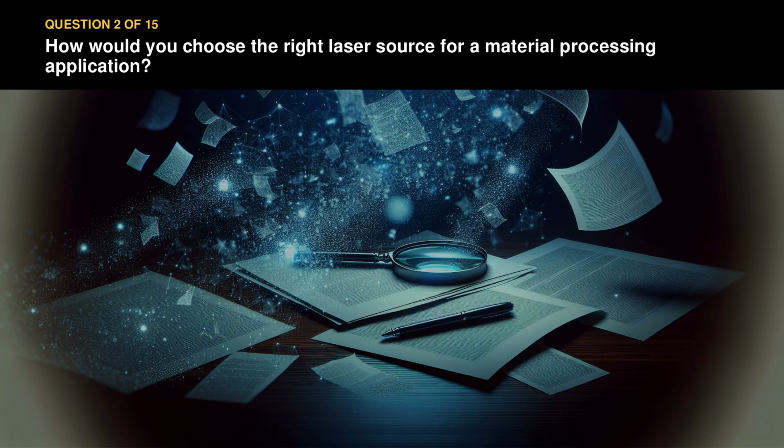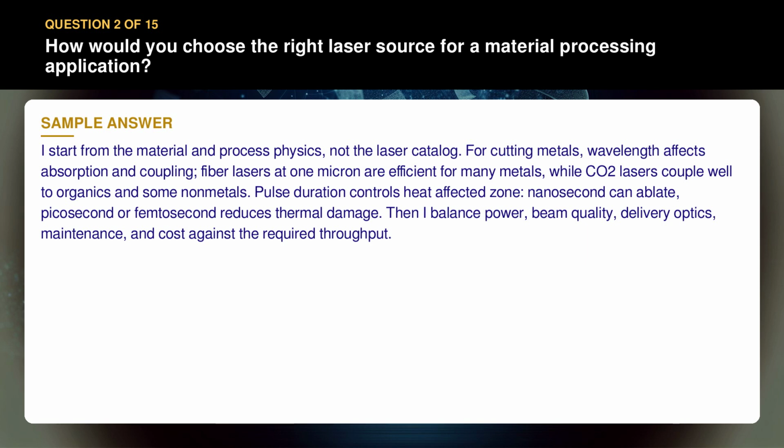Question 2. How would you choose the right laser source for a material processing application? I start from the material and process physics, not the laser catalog. For cutting metals, wavelength affects absorption and coupling. Fiber lasers at 1 micron are efficient for many metals, while CO2 lasers couple well to organics and some non-metals. Pulse duration controls heat-affected zone. Nanosecond can ablate, picosecond or femtosecond reduces thermal damage.